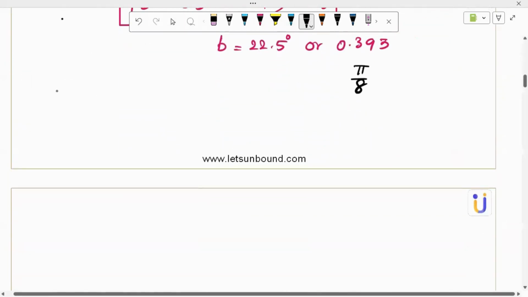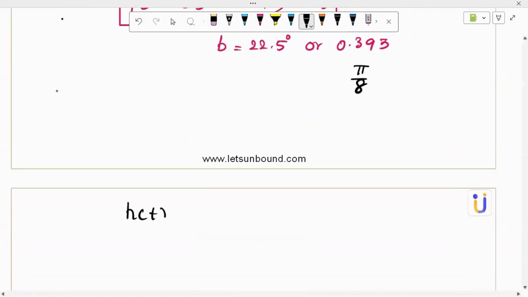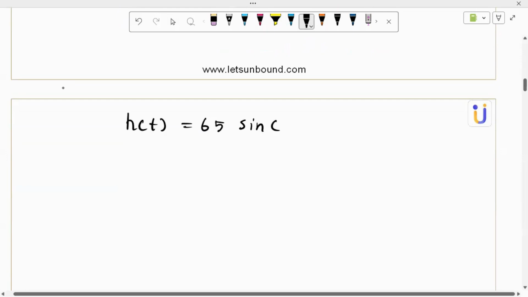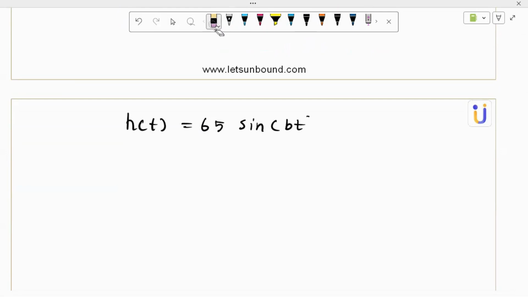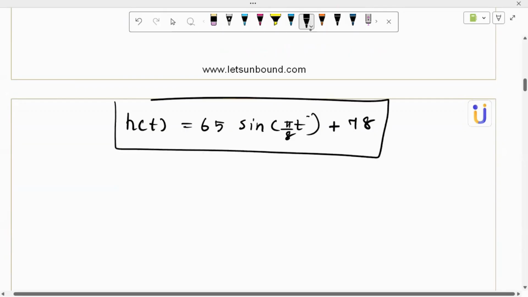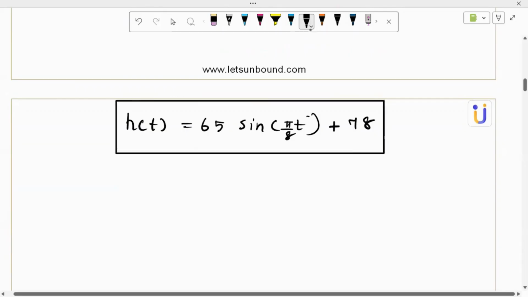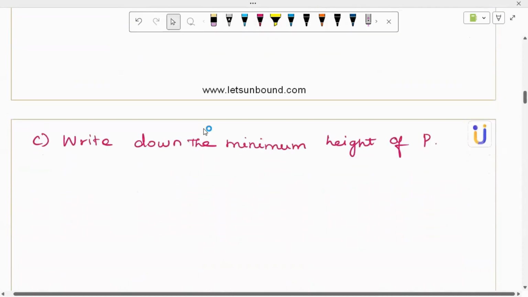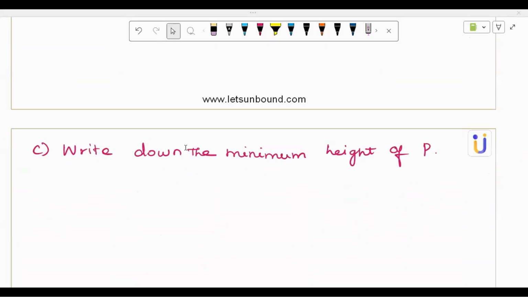So my h of t is complete now. H of t is 65 sine bt. Okay, we got our b, right? I forgot it. So pi by 8t plus 78. Now, whatever the input, our function is complete. We can just solve for the output here. And next one. In this case, write down the minimum height of point P. Okay, maximum is 143.